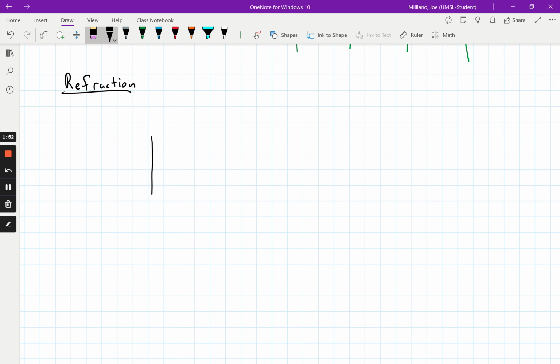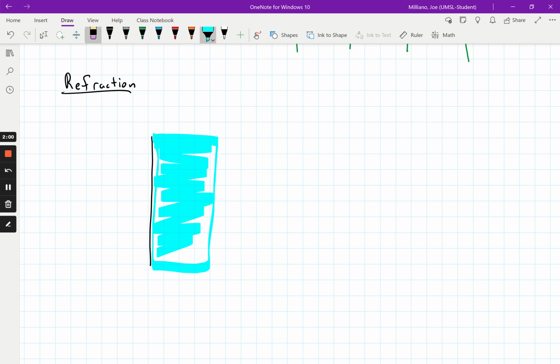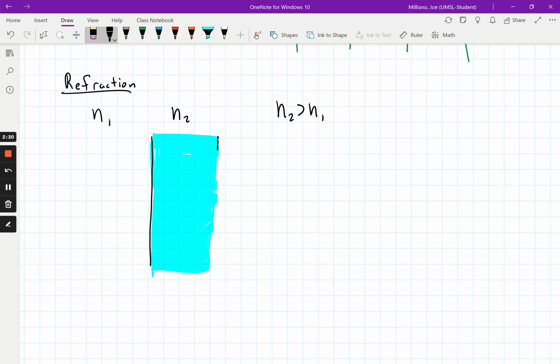Let's say we have two mediums. On the left is air, and on the right here is glass, which I'll represent using the highlighter here. Let's finish coloring in quickly. Boom, that's glass right there. All right, this is N2, air is N1, and glass has a higher index of refraction.